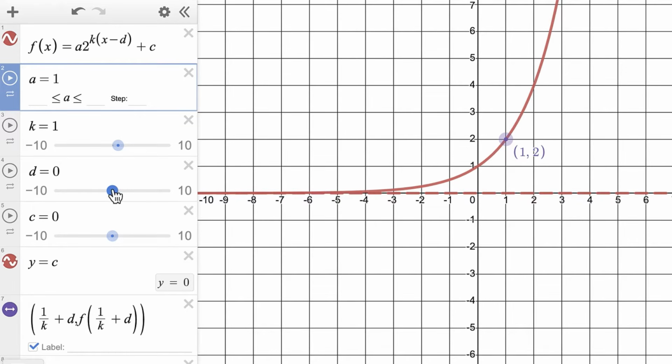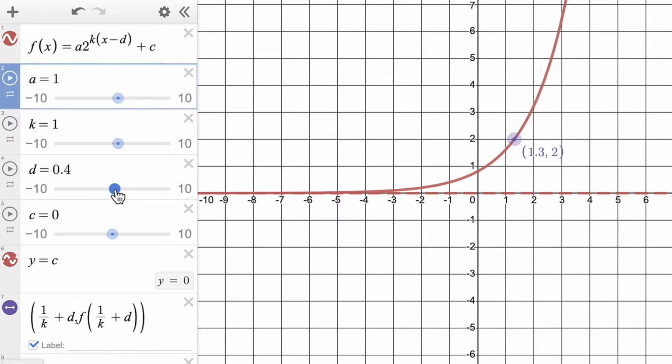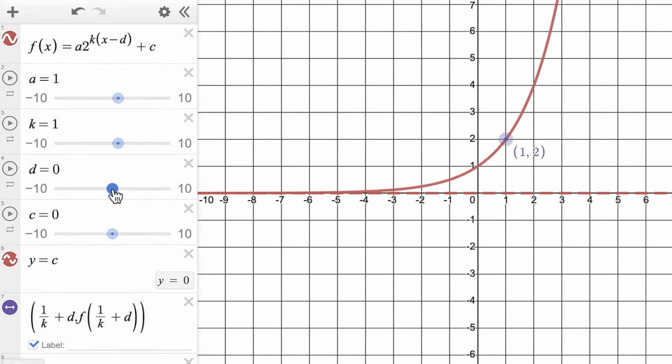The d value, if I make it positive, shifts the exponential function to the right. If I make it negative, it shifts it to the left. And the k value does a horizontal stretch or compression. The stretch or compression is based on the reciprocal of the k value. So if I make k 2, it's actually a horizontal compression by a factor of 1 over 2. Notice the x value of any given point gets cut in half.